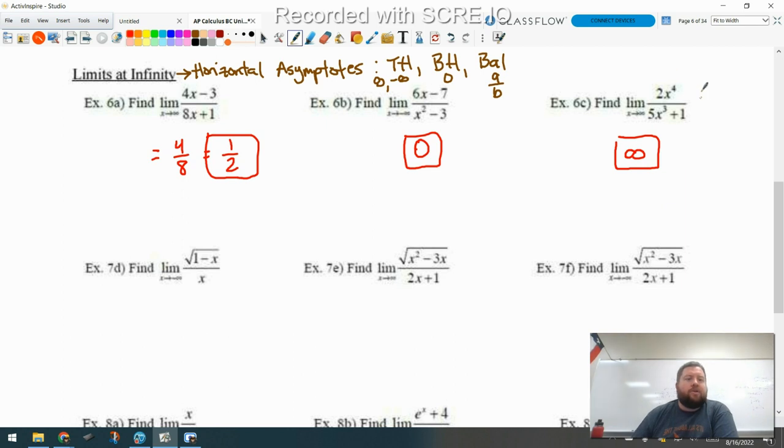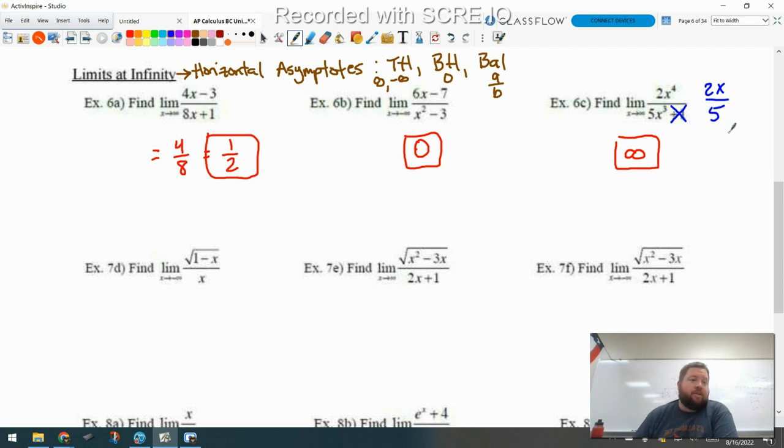Another option is you could do a little simplify. Whenever you're making the x value get really big or really negative, any term that's smaller than the biggest exponent term is going to go away. So this plus 1 does not matter. We can ignore it. So if you ignored that, then you could just divide this, right? You get 2x over 5.